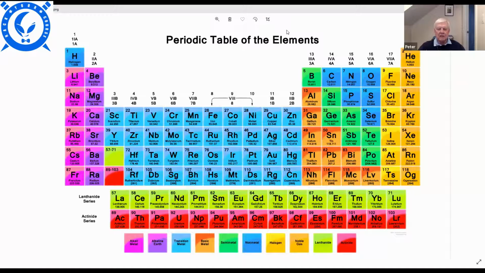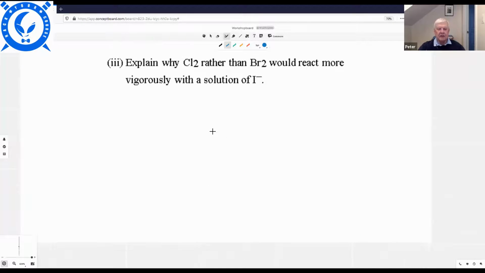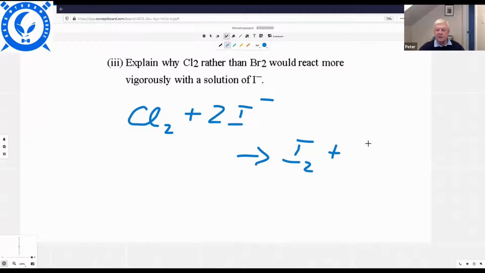Okay. So then, to finish off this particular topic, I asked the question, why does chlorine, rather than bromine, react more vigorously with a solution of I minus? So you have to think about where we are in the periodic table. Chlorine sits above bromine. The general reaction, and I'll illustrate this for chlorine, is Cl2 reacts with 2I minus to form I2 plus 2Cl minus.